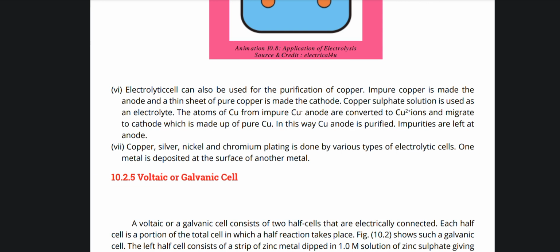Copper, silver, nickel, and chromium plating is done by various types of electrolytic cells. One metal is deposited at the surface of another metal.